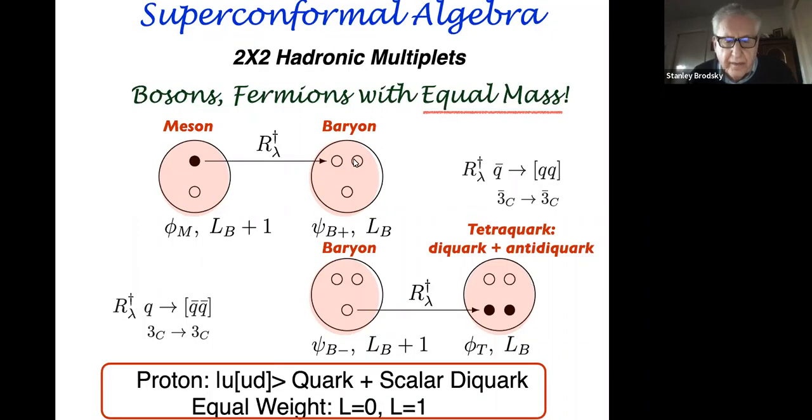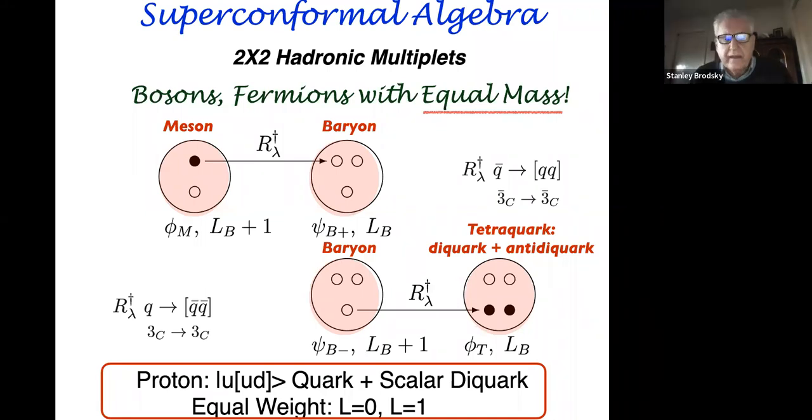And then the proton is actually going to be an up quark and a UD diquark, a spin 0 diquark, the so-called good diquark in Jaffe's language. And you have the L equals 0 and L equals 1 components, and it turns out they are going to have equal weight. And that's also surprising.